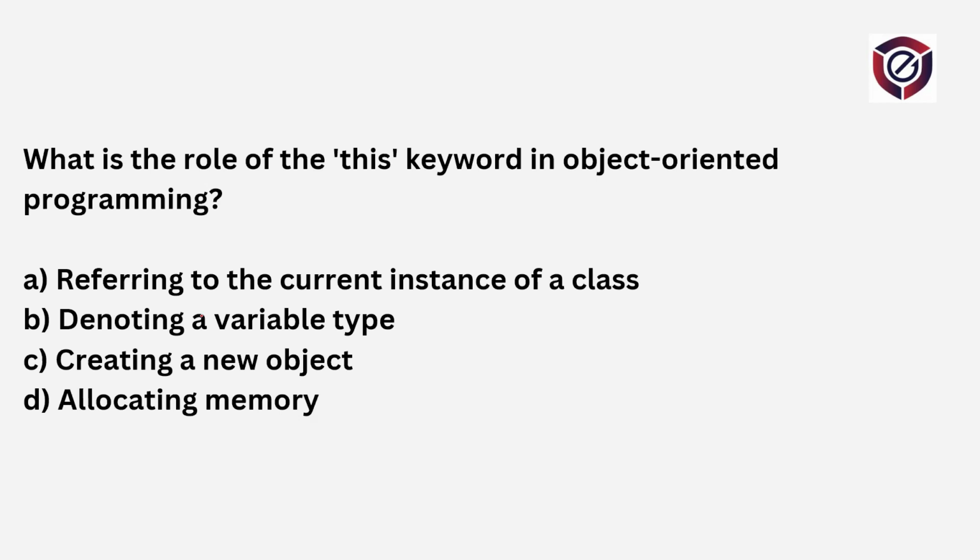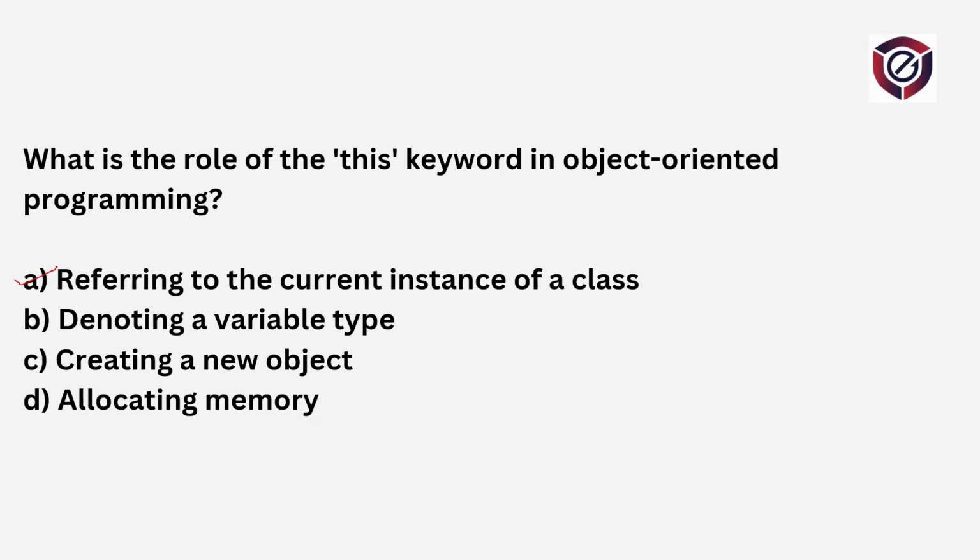So the correct option over here is referring to the current instance of a class. You might have seen coding statements such as this.a in Java or Python. This is nothing but referring to the current instance. Like we are in the constructor, whichever constructor we are executing, that particular object's reference we can get with the help of this. So that is the importance of this keyword, and it is very useful in OOPS or the object-oriented programming concepts.